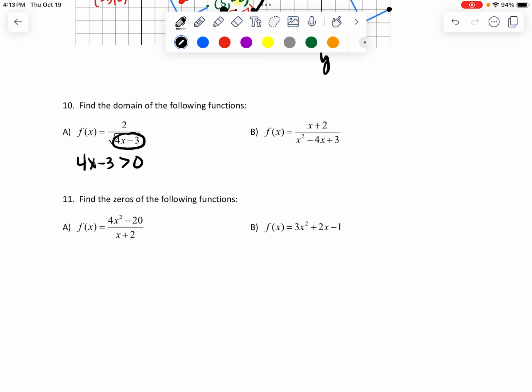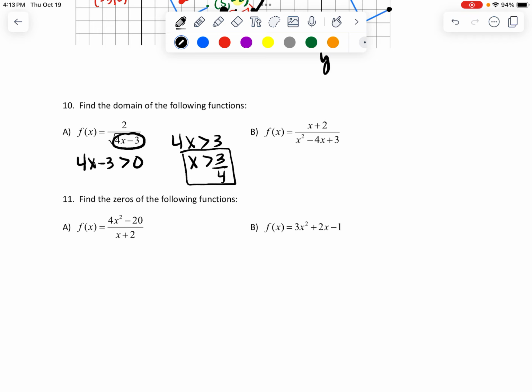How do you solve that? We're going to add 3 to both sides, giving me 4x equals 3. If you divide by 4, that's not equals. Oh my gosh, I'm so sorry. It's greater than 3. And then if I divide by 4, I get x is greater than 3/4.